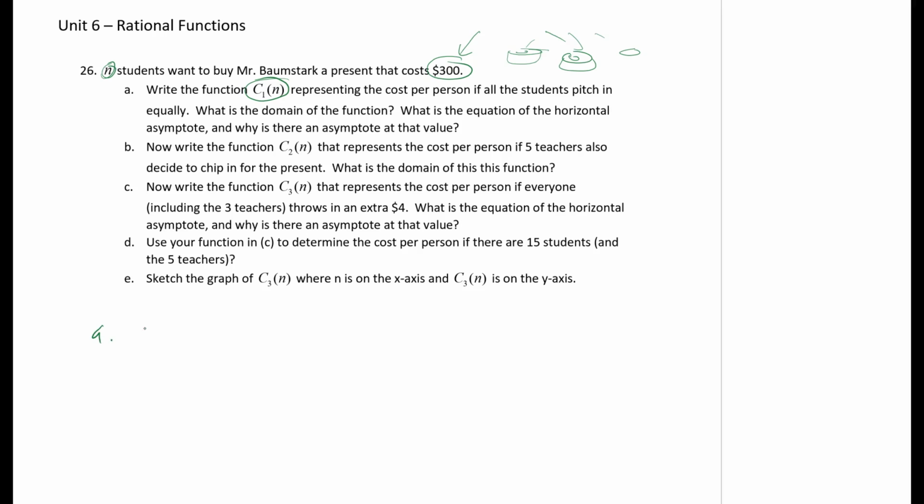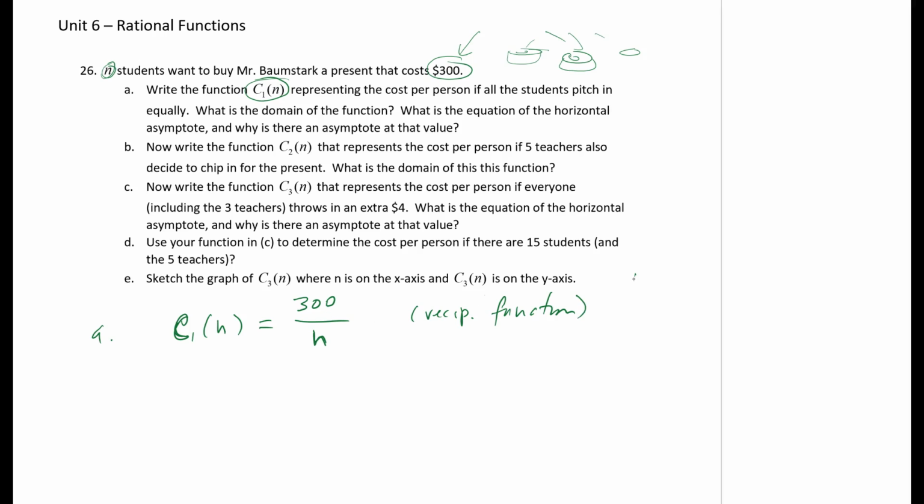So like A, we're saying C1 of N, so that's just the function name. Cost per person 1 is going to be 300 divided by those n students. That's how we divide it up equally across everybody. You can see that this is a reciprocal function that's got a 300 stretch in it.